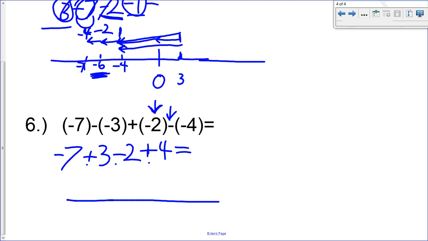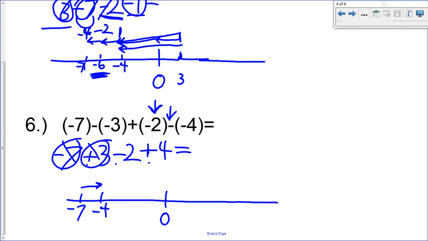So if we want to think about it on the number line, here's 0. If we start at negative 7, we're going to travel 3 in the positive direction, which is going to put us at negative 4. Now, we've processed this one. We process the sign and the number. Okay, and we live at negative 4 for now.